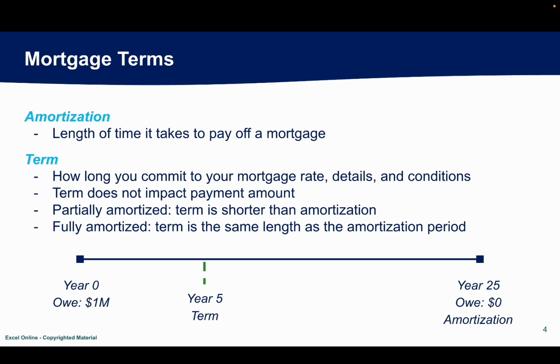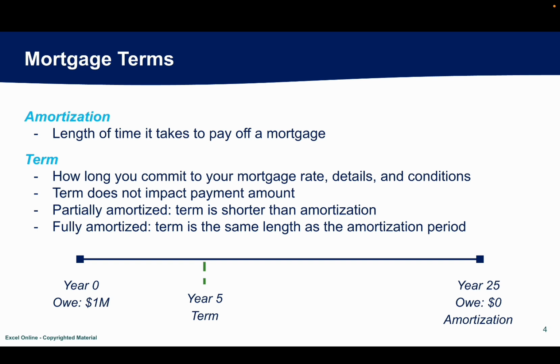Whenever we have a term for a mortgage in a question, we must draw a timeline and put the term on the timeline. The term has nothing to do with the payment. It only goes on a timeline that we have to draw, and it is related to the outstanding balance. And don't worry, we will cover that in future videos.